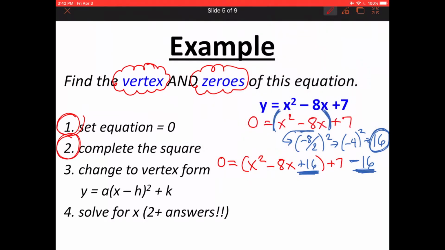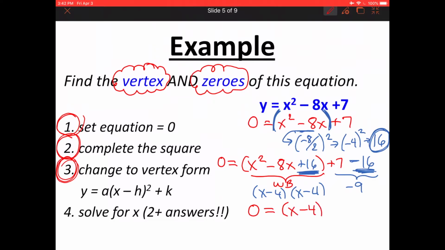Now I am just going to change my equation to vertex form. So I'm going to factor my trinomial here by working backwards. My two factors would end up being x minus 4 and x minus 4. And then when I simplify my numbers out here, 7 minus 16 gives us negative 9. So my final equation in vertex form would be 0 equals x minus 4 squared minus 9. Okay, so here is my final equation in vertex form.